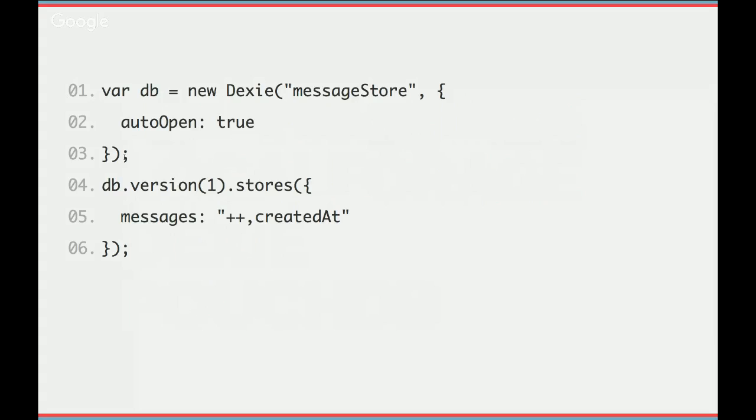And in this case, we just need version 1. And we define the stores that are in this version. And so I only have one store, one kind of table of messages, and that has 2 named indexes. These aren't the fields that are in the store, they are just indexes. The ++ in this case is a hidden auto-incrementing key, because I didn't really need a key for this particular application. And then the createdAt field means that I'll be able to sort and search on the createdAt date of any message.